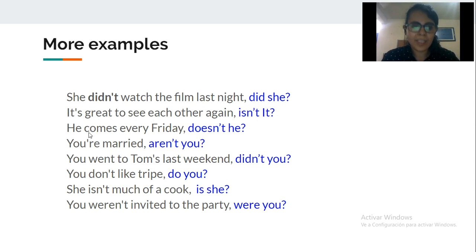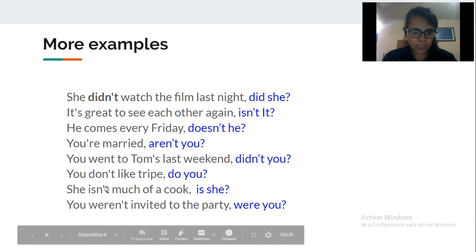Okay, then we have, he comes every Friday. This question is in present and affirmative. The question tag has to be in negative. We use the auxiliary does, and in negative doesn't, and the subject he. You are married, the verb to be, affirmative, question tag in negative, aren't you? And so on. You can check more examples in here.